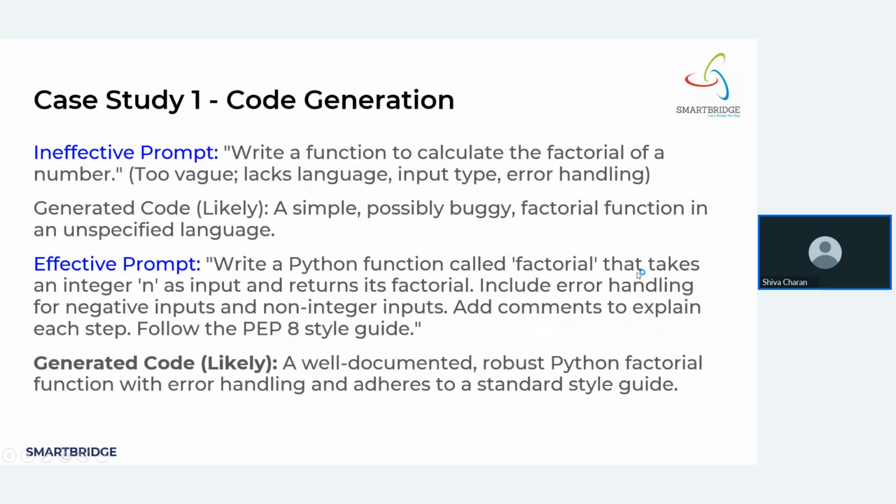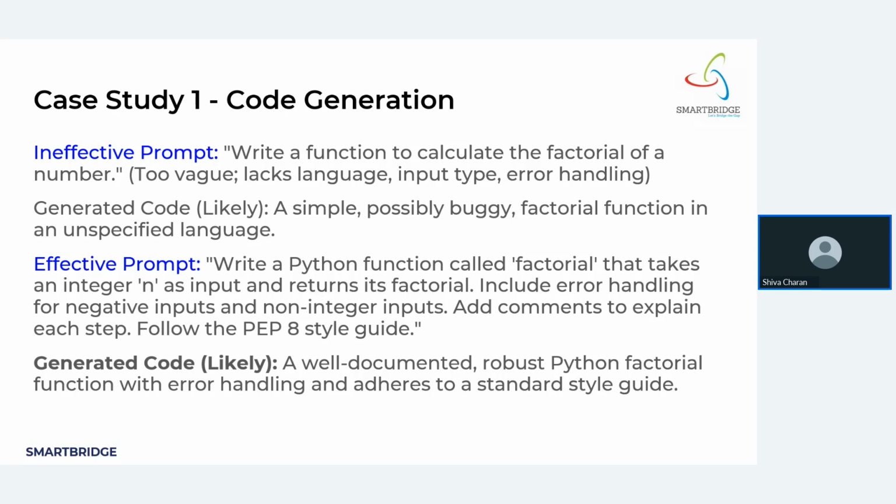Okay, case studies. We'll just refer to this case study. What is this case study saying? Code generation is a case study: how effective a prompt should be, and how an ineffective prompt is. An ineffective prompt is: write a function to calculate the factorial of a number. This is how we'll give the prompt, right? We'll also be giving the prompt in a similar format.